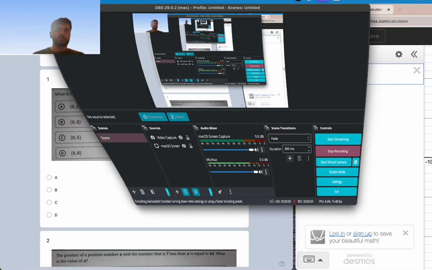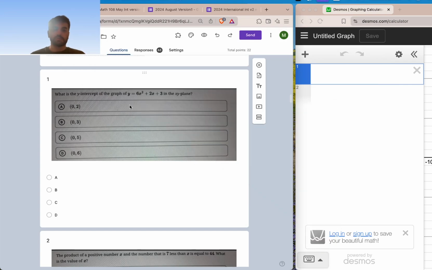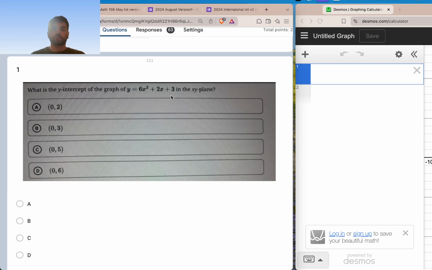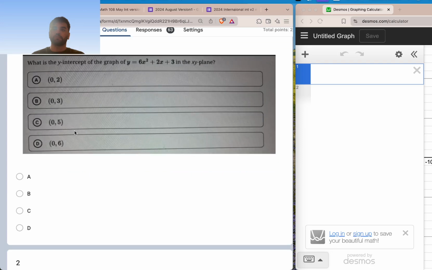Okay, first question. It asks what the y-intercept of this function is. It is a quadratic function and 3 is the y-intercept here. So the answer to the first question will be B.